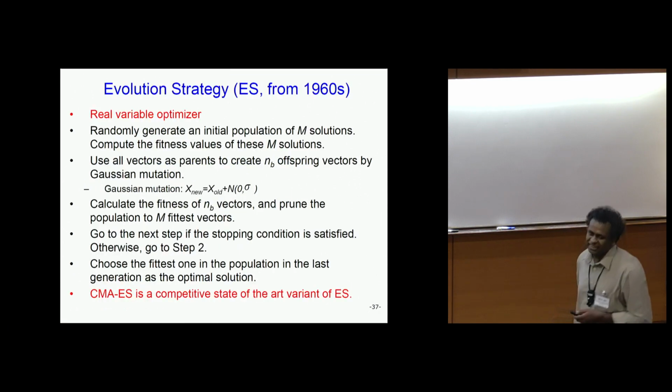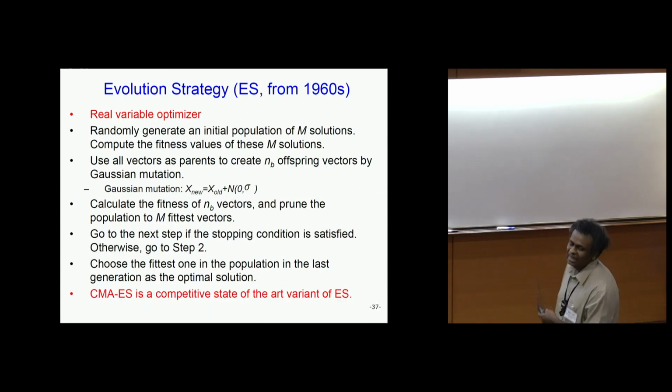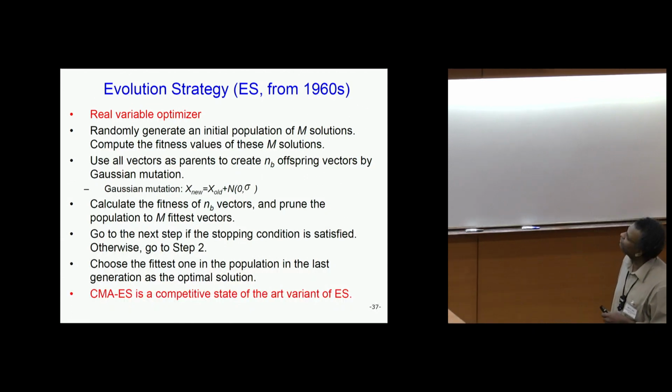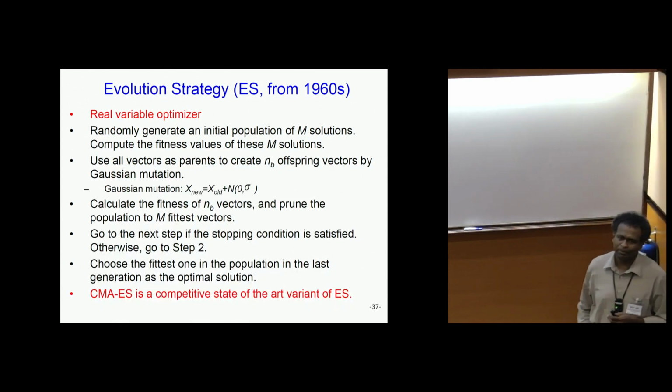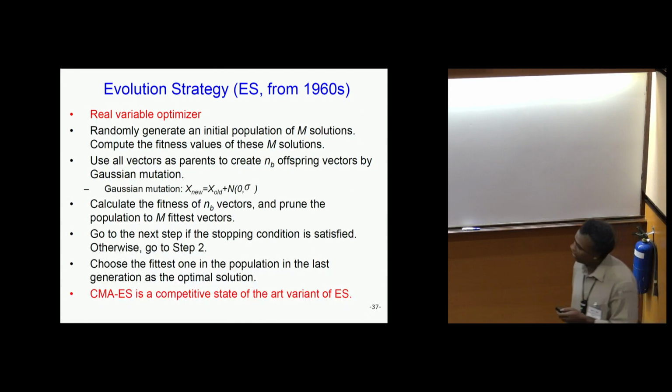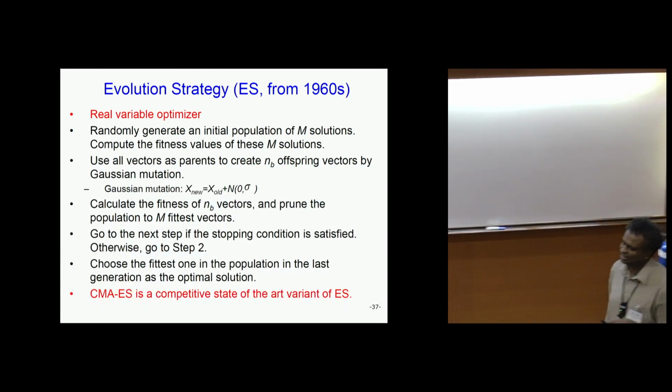So the evolution strategy is one of the original methods. As you can see, it is coming from the 1960s, so it's before the genetic algorithm as well. The genetic algorithm that we looked at just now is for binary decision variables, 0, 1, and this one is for real variable optimization. So if your decision variables are real valued, then you can use evolution strategy. But the one I described here is the basic version from the 1960s.